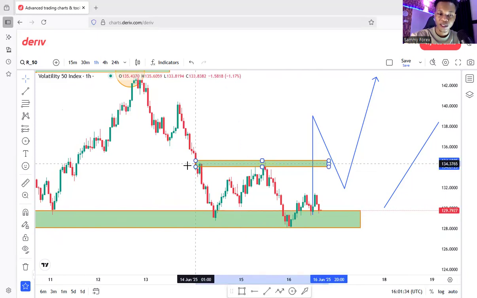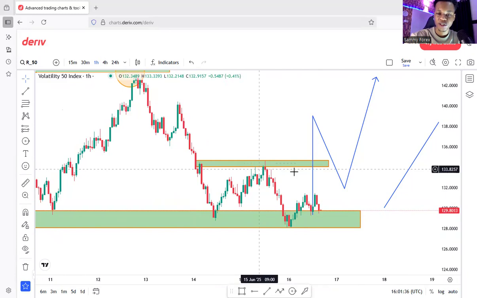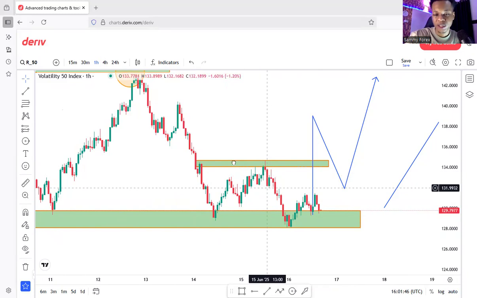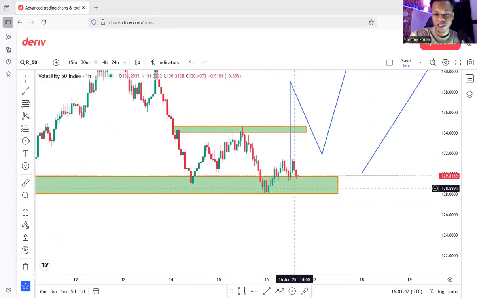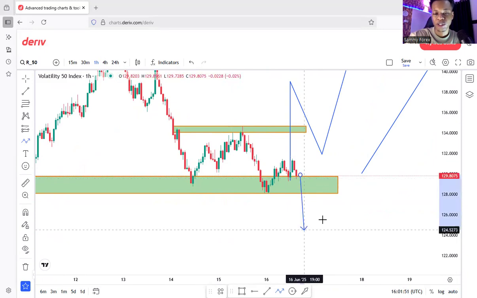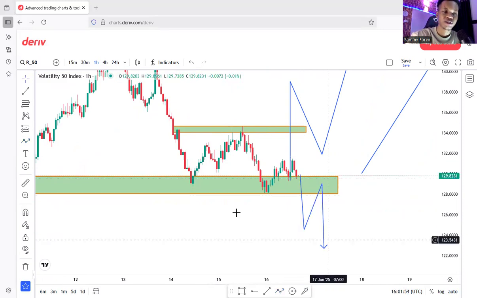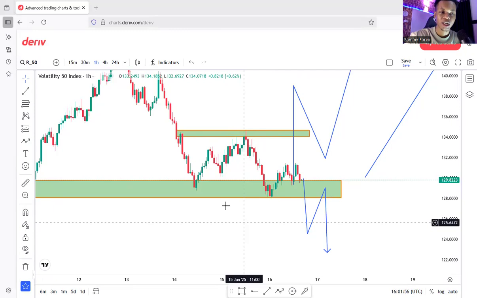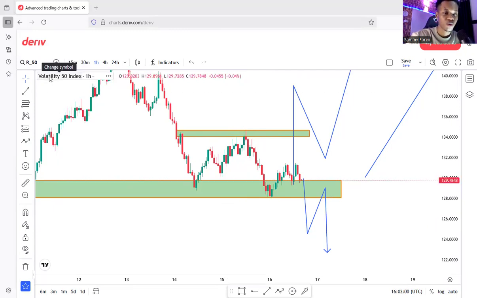If you mark it out, you notice price has been making rejections. So if this high is broken, notice that price is continuously heading to the upside. All right, right now the highs are still being respected, but before you can join the sellers, wait for price to take out this low, retrace on it, and then you start heading to the downside with the sellers. All right, that is currently the volatility 50 index on the 1 hour time frame.